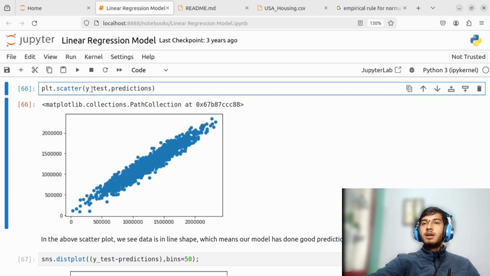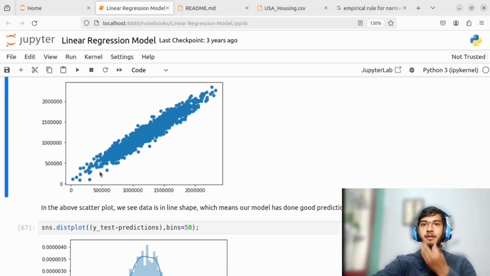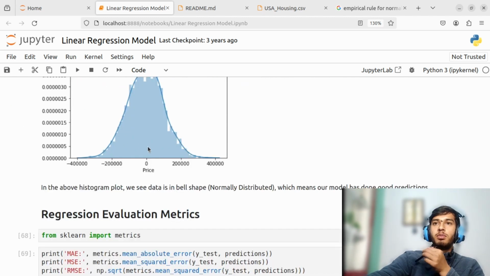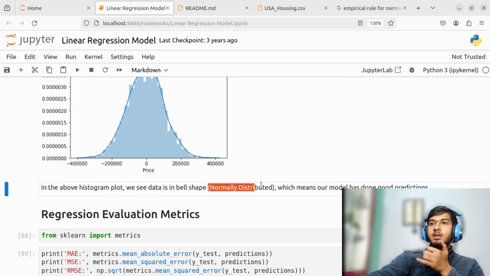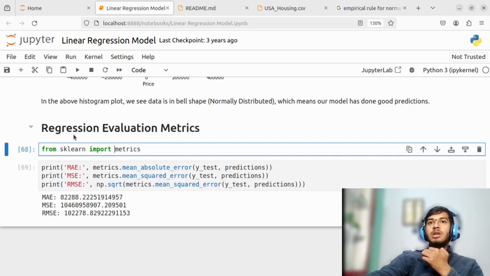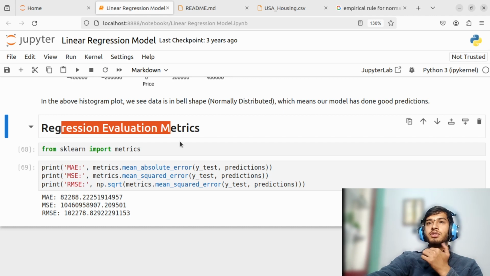On the x-axis we have our original data, and on the y-axis we have our predicted data, right? And now again you may draw a distribution plot. You may see that the shape is normally distributed, which means our model has done some good predictions, right? And this is your evaluation matrix.